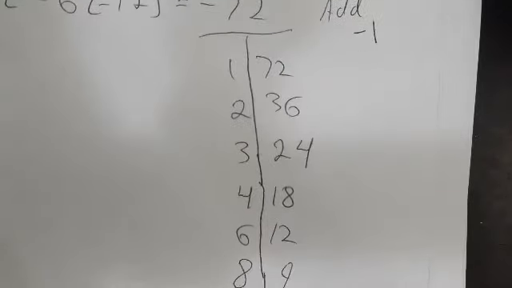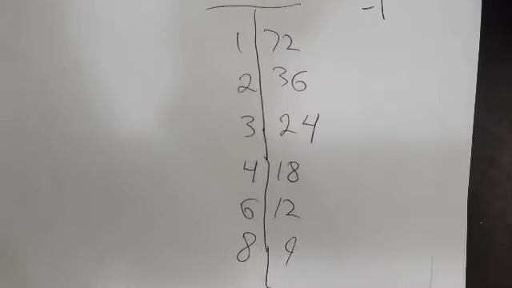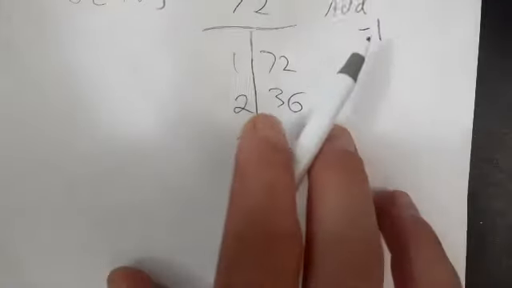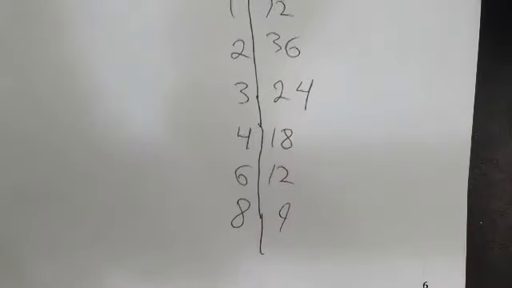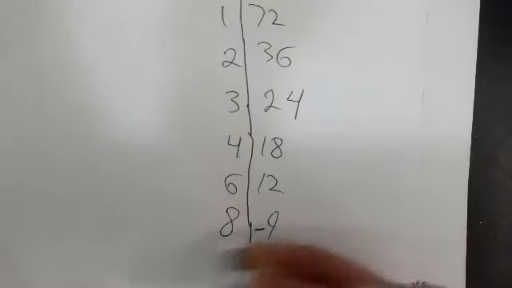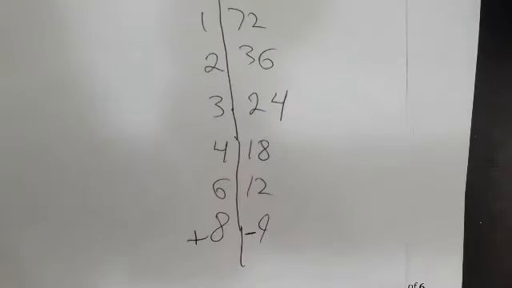Now, for it to be negative, one of these has to be negative, and one of them has to be positive. And they have to have a difference of 1. So we're looking at these. How do we make a negative 1 out of these numbers? And the way you're going to do it is you're going to make the 8 positive and the 9 negative.